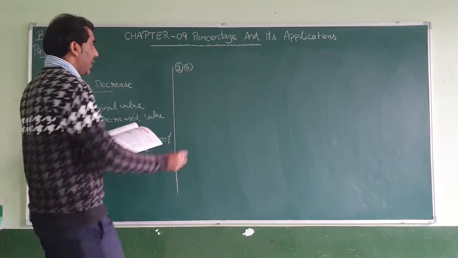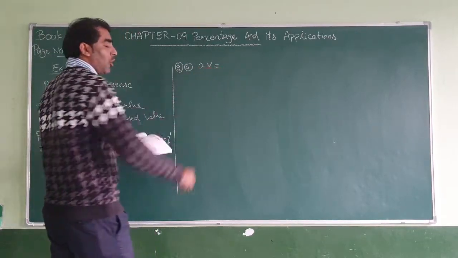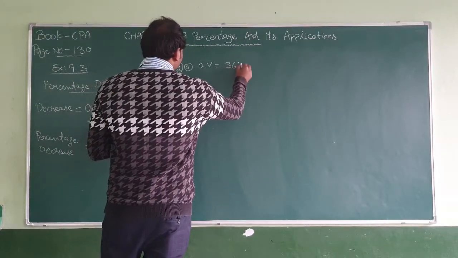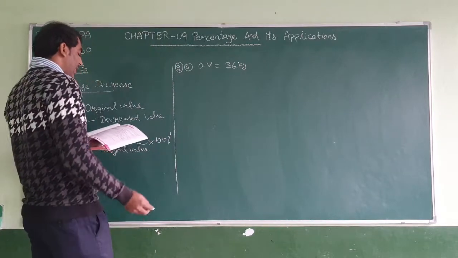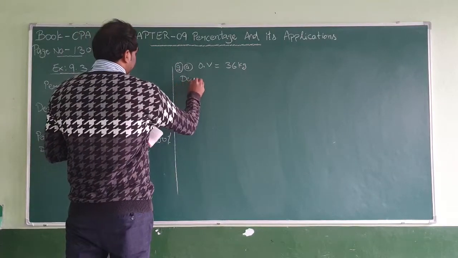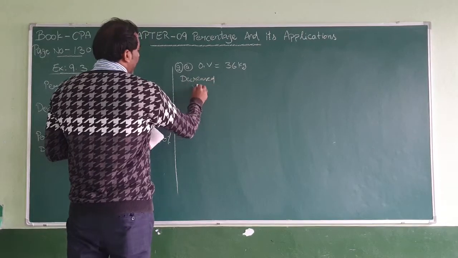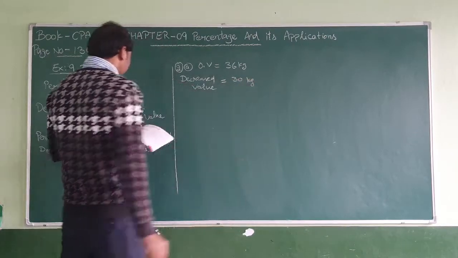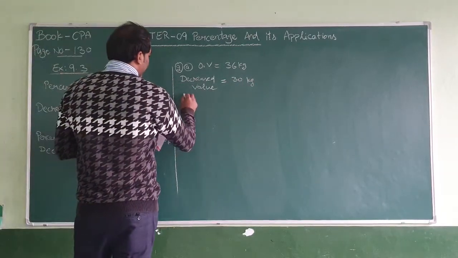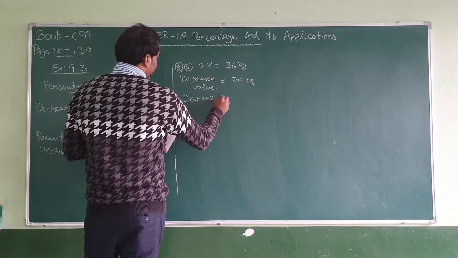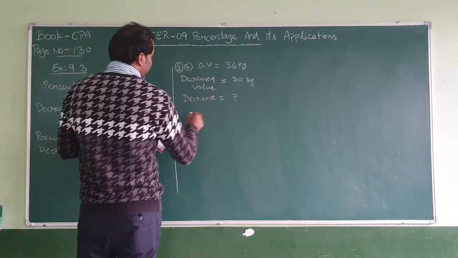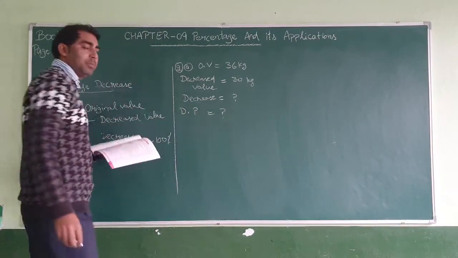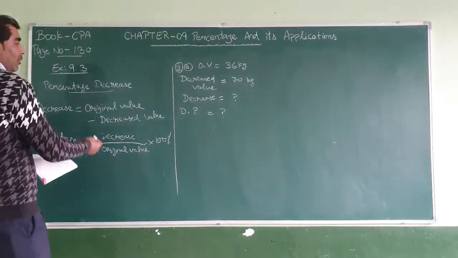So now come to question number 2, part A. We have the original value, OV in short form, which is 36 kg. The decreased value is 30 kg. We will find the decrease, and the percentage decrease is the question mark.